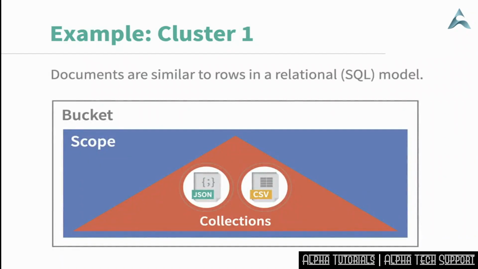In Couchbase, documents are housed in collections, and all key value operations are performed on collections. In Couchbase Capella, your 2 upload options for documents are JSON or CSV files. And finally, documents are similar to rows in relational databases.